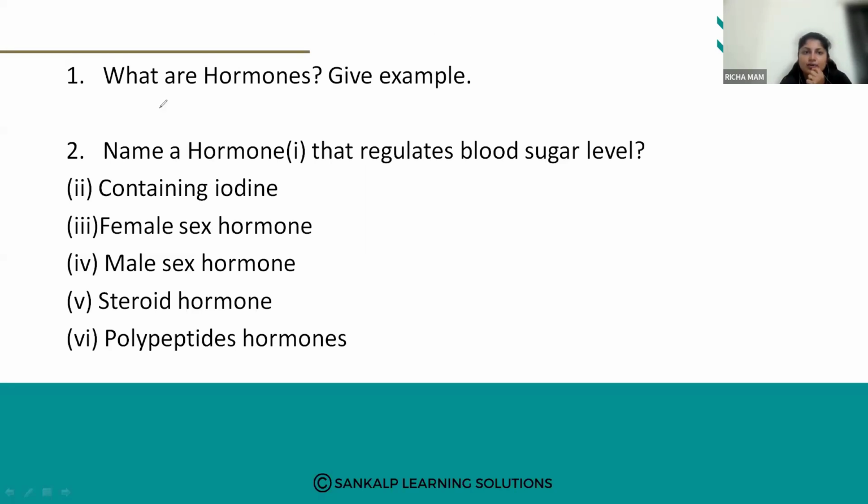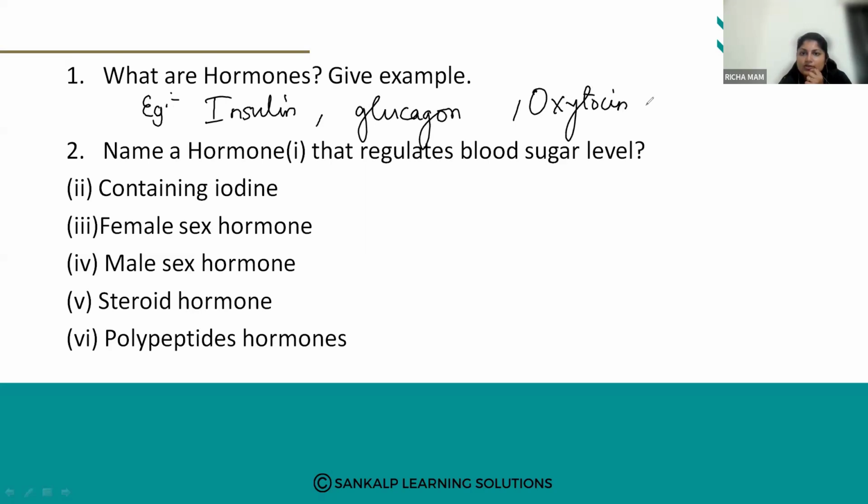So examples of hormones are insulin, then glucagon and oxytocin. These are some of the examples of hormones. Hormones are the proteins which are secreted in the endocrine glands, and they directly enter into the blood. So 1 mark for the definition, 1 mark for the example.